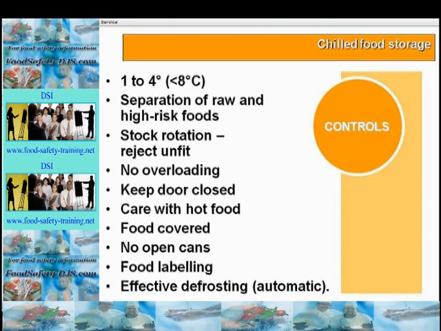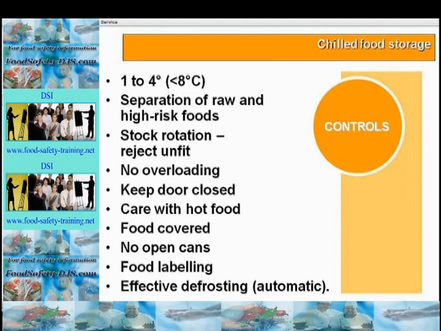Another control, the use of alarmed units, avoiding high humidity. Separation of high risk and raw foods. Note well the risk of drip from raw meat to salad or high risk food. Separate eggs from high risk food. Cover food. Good stock rotation. Reject unfit, contaminated or out-of-date food. Do not overload or exceed the load line. Do not open the door for longer than is necessary. Ensure door seals are in good repair and clean.